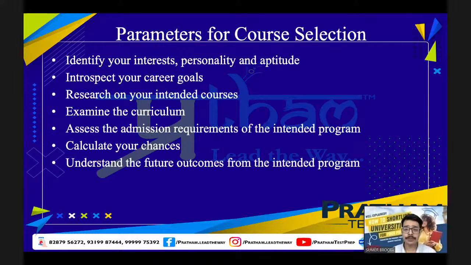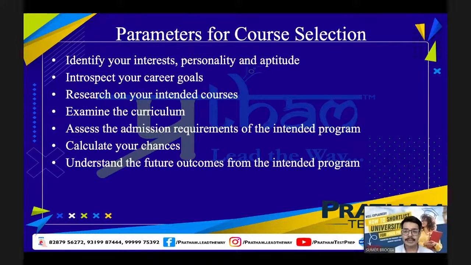The first aspect over here would be to identify your interests, your personality, and your aptitude. By definition, interest basically means what is your ambition later on in life. Personality means how are you as a person and what kind of courses would match your entire intellect. And aptitude definitely is a definition wherein if you're good at something, given the right amount of guidance and training, you'll be able to outperform anybody, right?